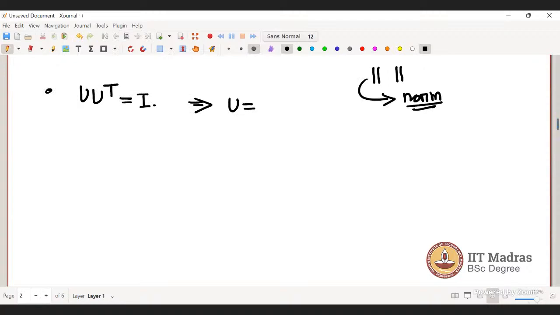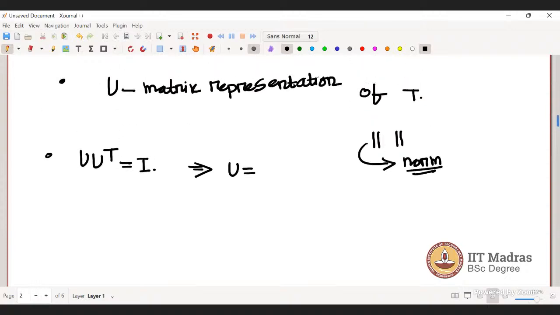Sorry, sir, I had lost the connection and rejoined. My question was about these two vertical lines. Yes, this is basically what you call a norm. So what does it represent? It basically represents the length of the vector. Yes, the length of the vector, right?